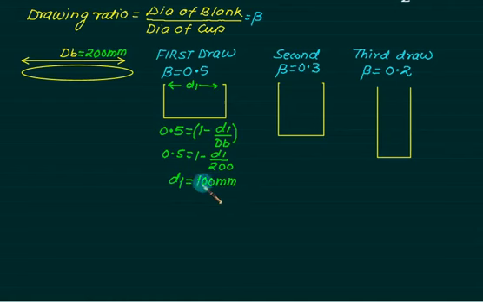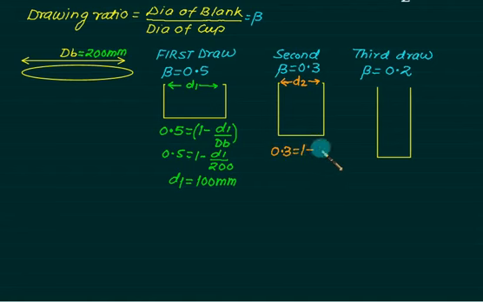So if you desire a cup of 100 or more than 100, then the first draw is enough. But if you want a cup less than 100 mm, then you have to go for the second draw. So this time your reduction is 0.3. So for this stage our diameter is D2. You have to do this step, then this step.